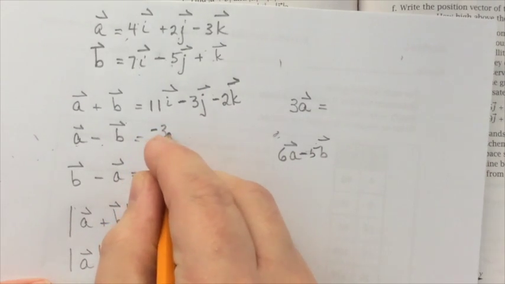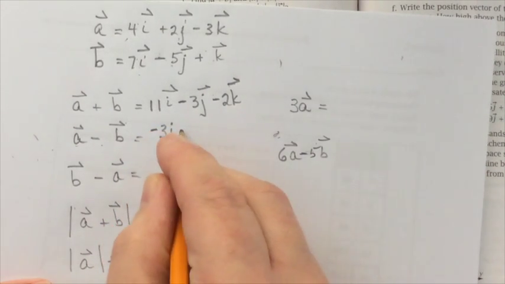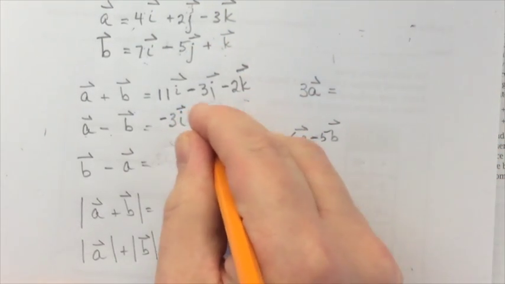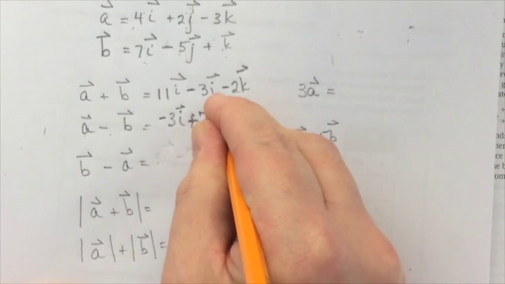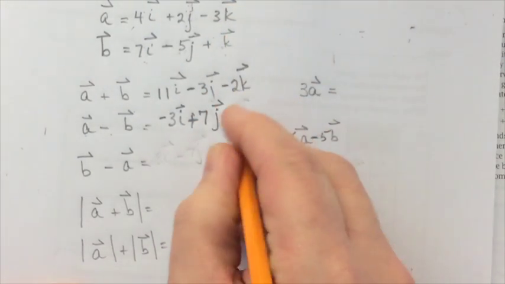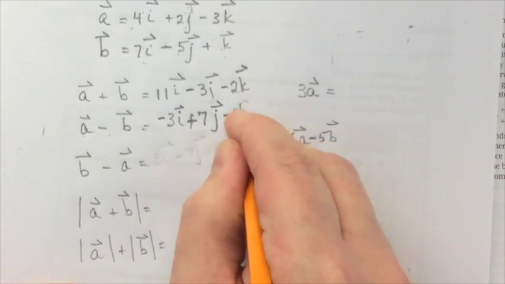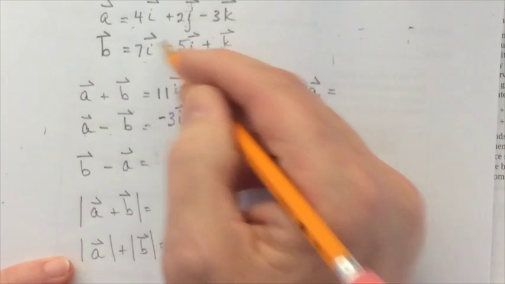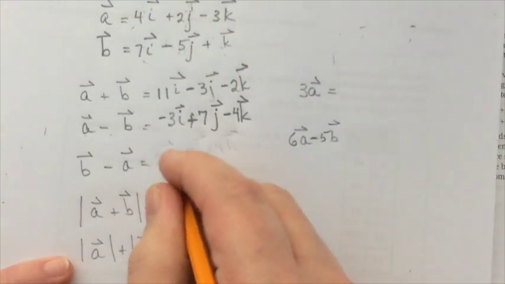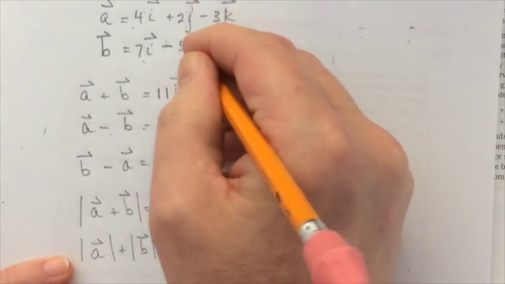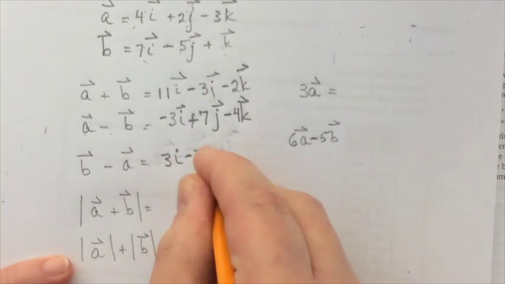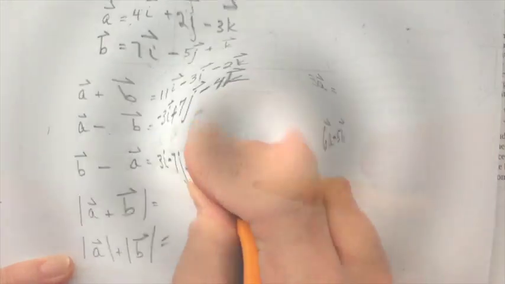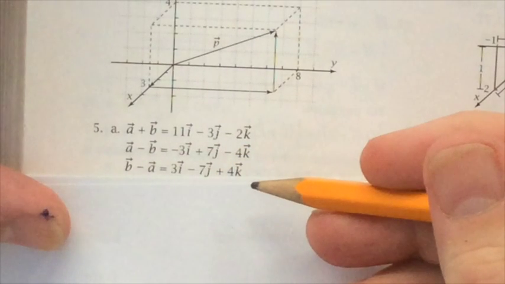4 minus 7, negative 3i. Now you've got 2 minus negative 5. That's going to be plus 7j. And negative 3 minus 1k, that's going to be minus 4k. So there's your A minus B. And B minus A is just going to be the opposite. Going in the opposite direction, it's going to be the opposite of A minus B, so you could just multiply that one by negative 1. Or you can go through the motions here, and this is what you wind up with.